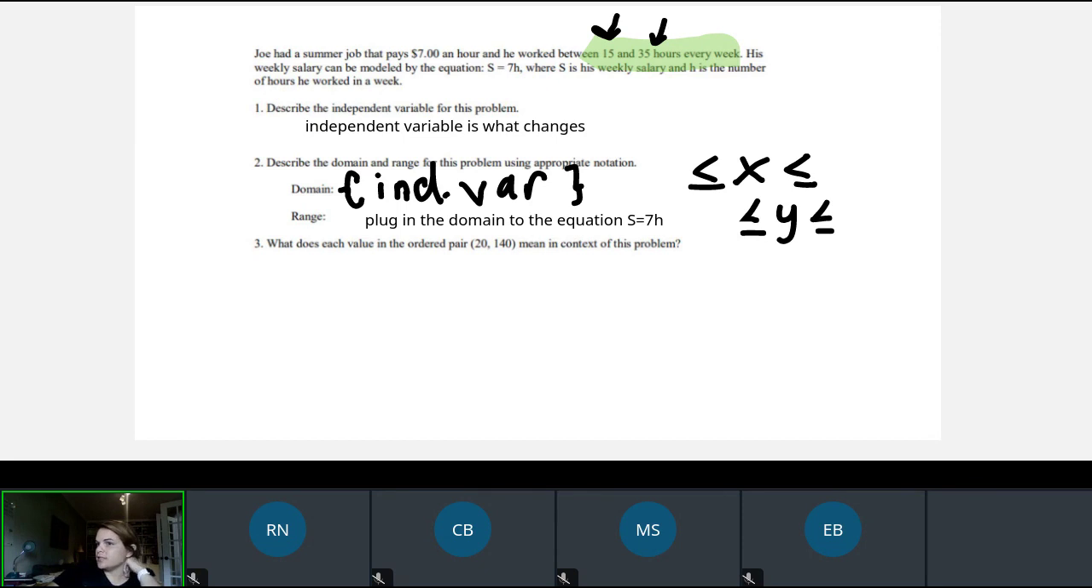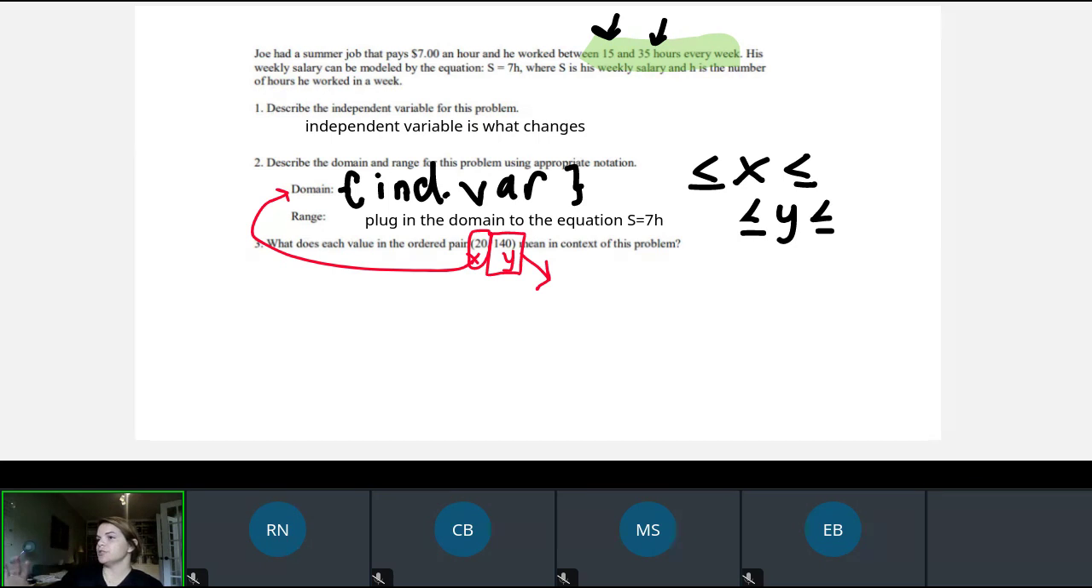For part 3, it says, what does each value in the ordered pair mean? Okay, ordered pair is x comma y. So if my x values are my domain, what does the 20 mean? Does 20 mean $20, 20 weeks, 20 hours, 20 summers, 20 jobs? Okay, and then the 140, what does that mean? 140 hours, 140 jobs, summers, weeks. So you're just going to tell me 20 represents this, 140 represents this.